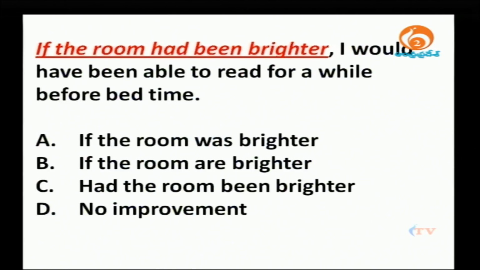If the room had been brighter, I would have been able to read for a while before bedtime. Option A, if the room was brighter. Option B, if the room are brighter. Option C, had the room been brighter. Option D, no improvement needed. So please read it again, understand what it means. In case you find something wrong, please find the appropriate option which fits in.